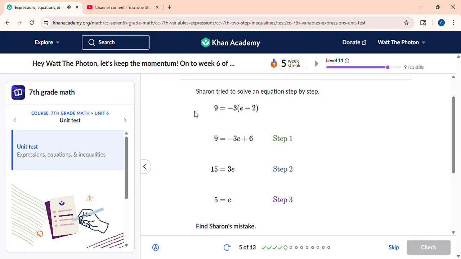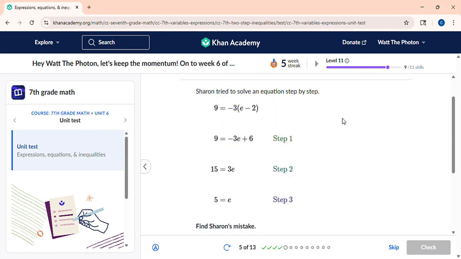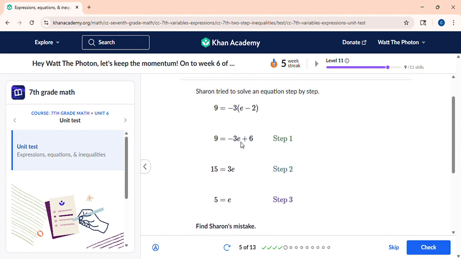Sharon decides to try to solve an equation step by step. Find the mistake. So we subtract, so it's step 2. Should subtract, so you should get negative 2 for the answer. Negative, less than that, negative 1.